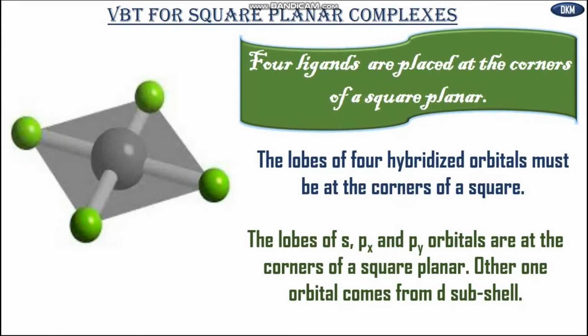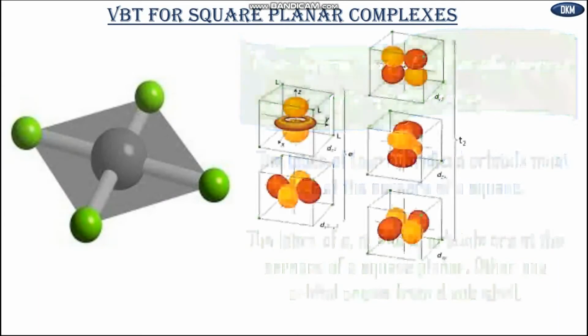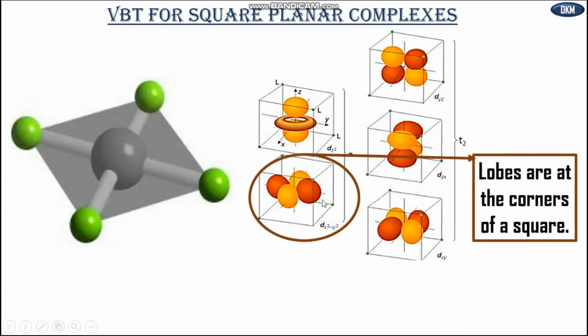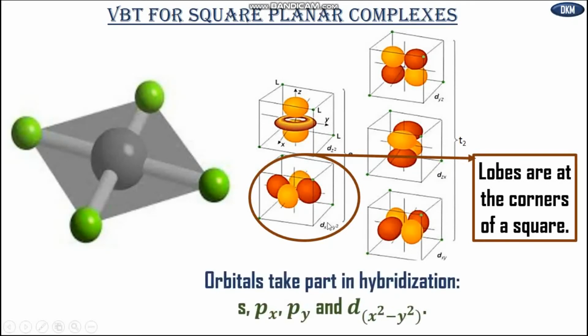But the lobes of all d orbitals are not lying in the xy plane. Only the dx square minus y square orbital has the lobes in the xy plane. So, in the formation of square planar complex, the dx square minus y square orbital takes part in hybridization. Overall, the orbitals taking part in hybridization are s, px, py and dx square minus y square. The orbital dx square minus y square may come from the inner d shell or the outer d shell.